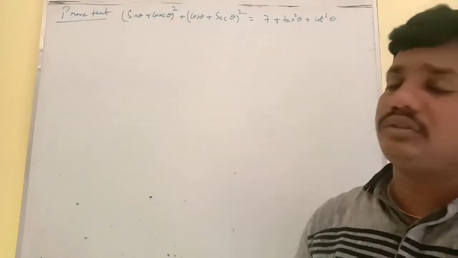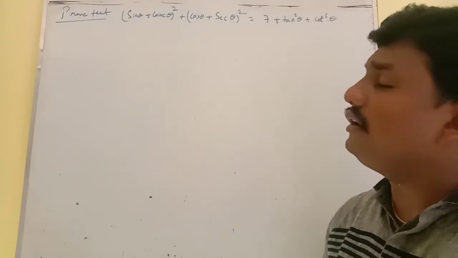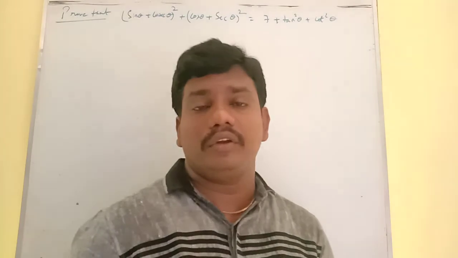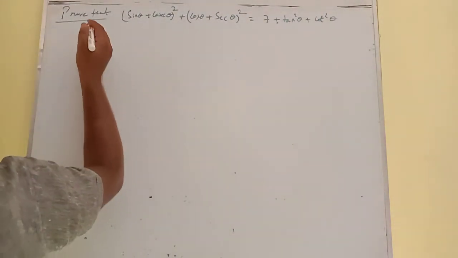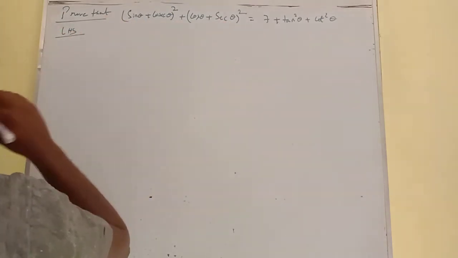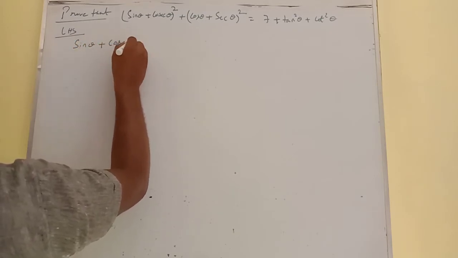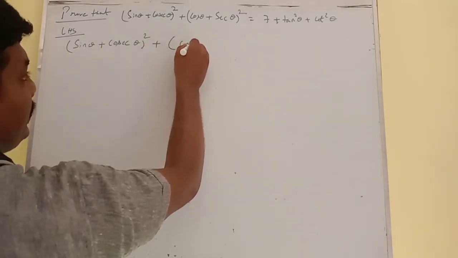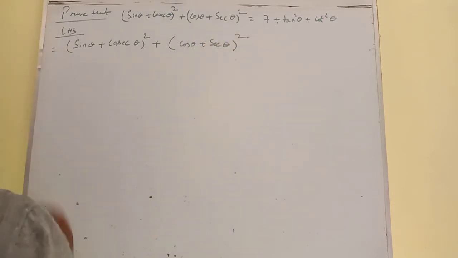So (sin theta plus cosecant theta) whole square plus (cos theta plus secant theta) whole square is equal to 7 plus tan square theta plus cot square theta. We are going to prove this question now. To prove it we consider the LHS part: (sin theta plus cosecant theta) whole square plus (cos theta plus secant theta) whole square. So this is the LHS part.